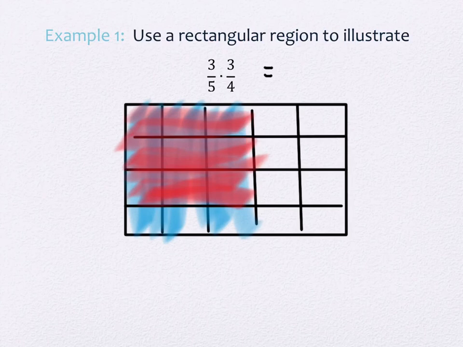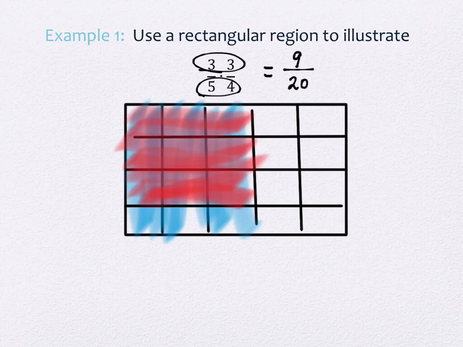The red part that I shaded that overlaps the blue, how many boxes did I shade in? 9. How many boxes does the original diagram have? Or you could talk about what size is each box. There's 20 boxes. Each box has size 1/20. So this is 9 out of 20. In terms of the values, you can see 3 times 3 is 9, and 5 times 4 is 20. Okay, so all the numbers match up.